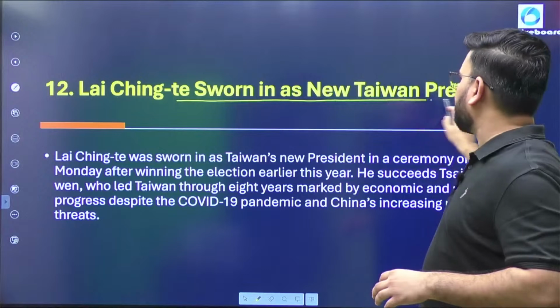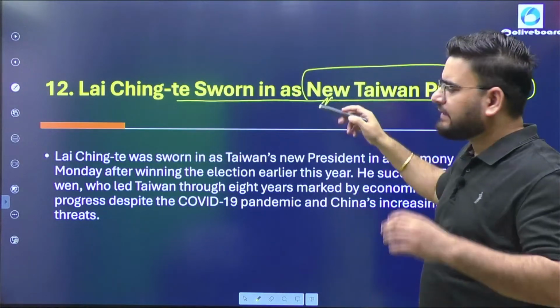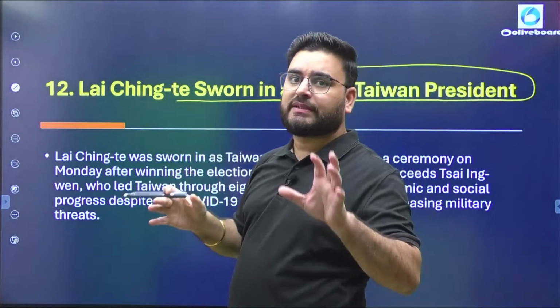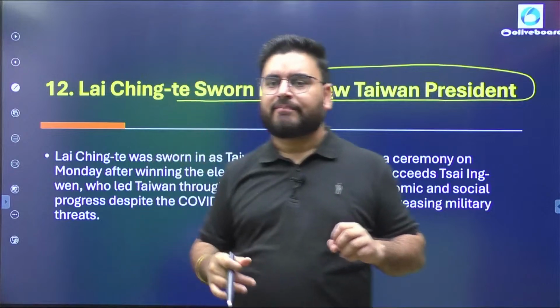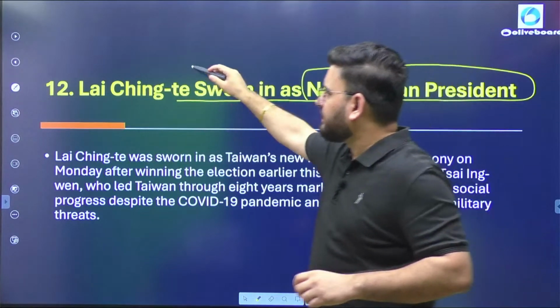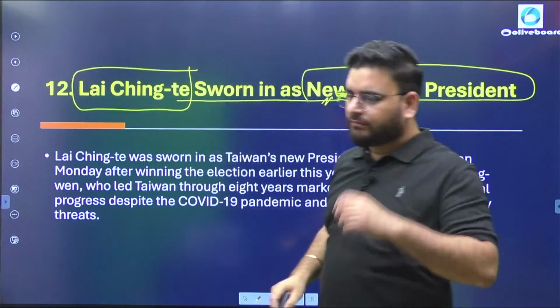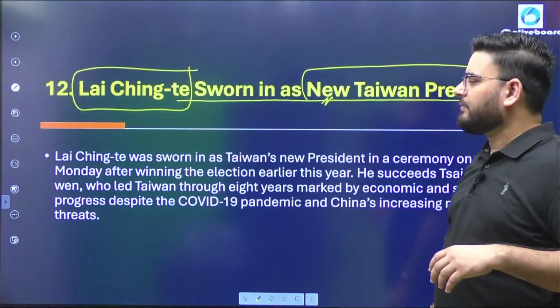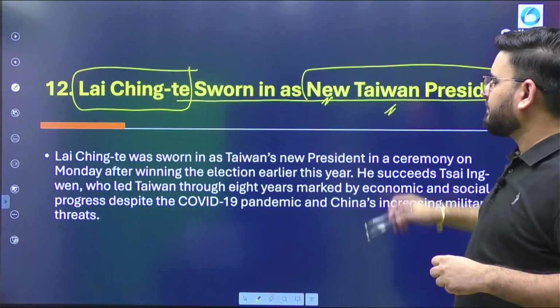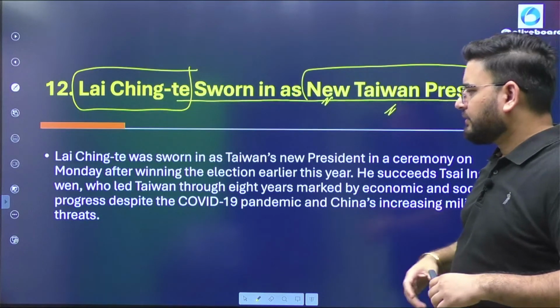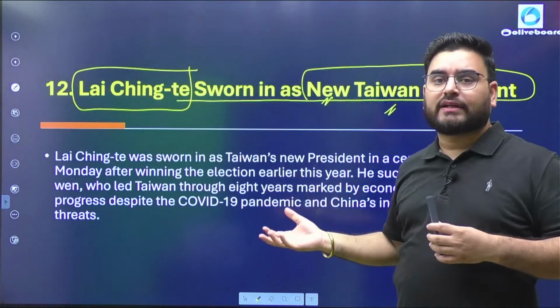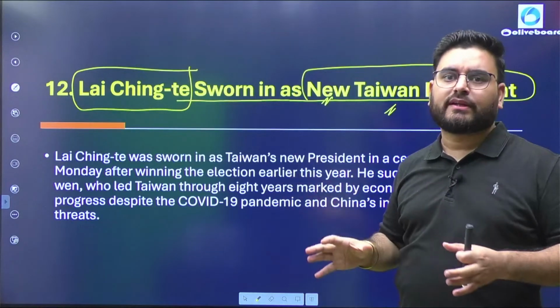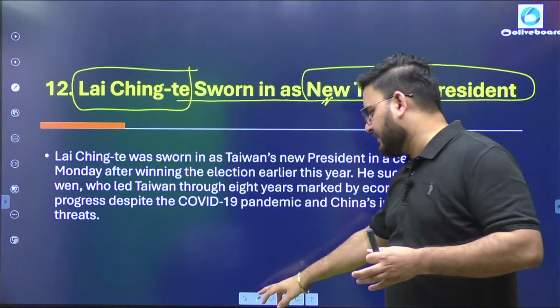Lai Ching-te sworn in as new Taiwan president. These kinds of international appointments they ask in the exam. So just remember this person's name, Lai Ching-te. He has become Taiwan's new president. He did good work during the COVID time, because of which the people supported him and elected him.